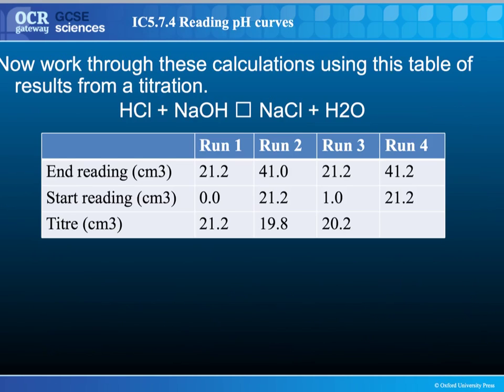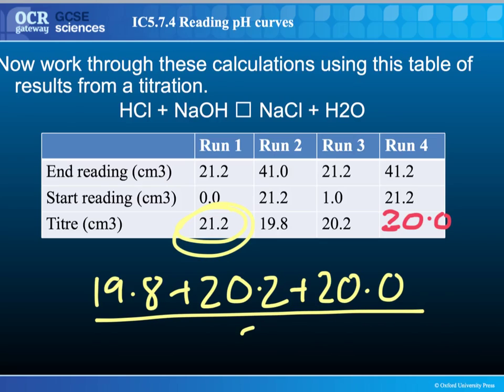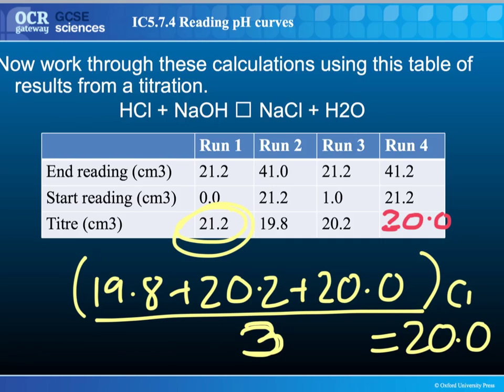Right, we're going to have a go at another calculation here. The first thing to do is to work out the titre in run 4, which is 20.0. Then you need to identify any anomalies. Say this result there is an anomaly, and then you need to work out an average titre. So 19.8, add 20.2, add 20.0, divide that by 3, gives you an average of 20.0 cm3.